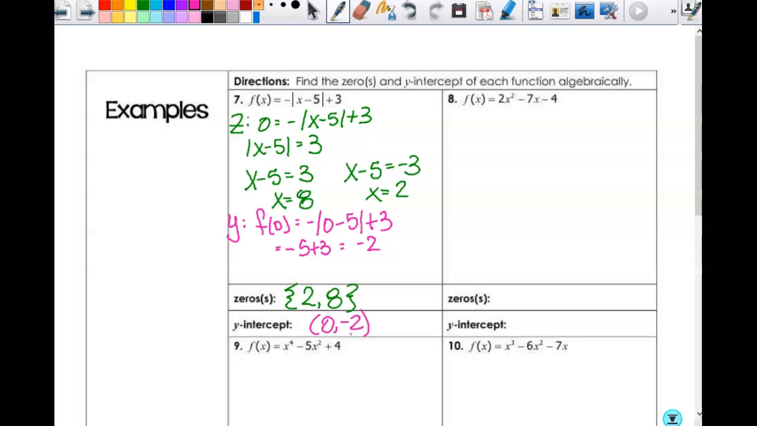All right. So let's. It says f of x. So I'm going to start with the zeros. So I'm going to set f of x equal to 0. So I get 2x squared minus 7x minus 4. So I need to solve for x. What am I going to have to do? Yes. Well, I've got to find. I'm going to have to factor.